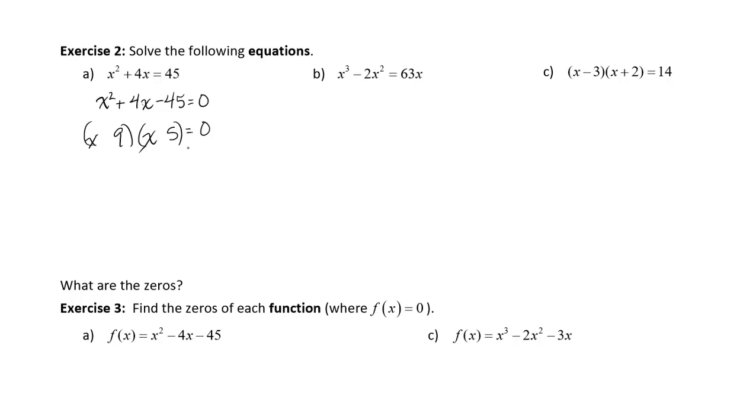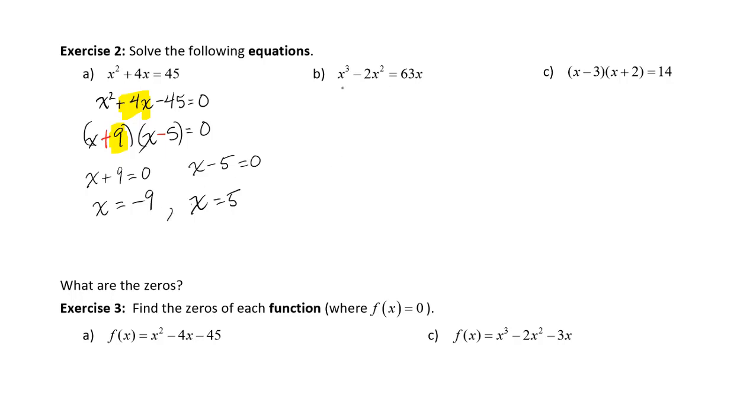So 9 and 5 gives me 45. I need one to be positive and one to be negative. Since my middle term is positive, I know that my bigger second term must be positive, and my smaller second term must be negative. Now, if I want to find the solutions, I have to set each binomial equal to 0 and solve for x. x equals negative 9 and x equals 5. Those are my two solutions.